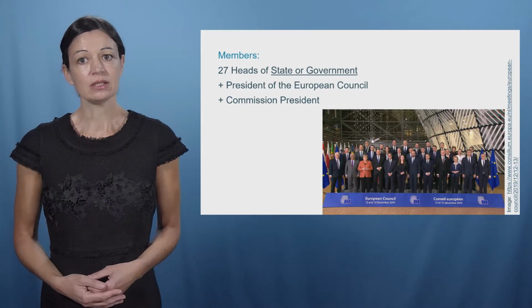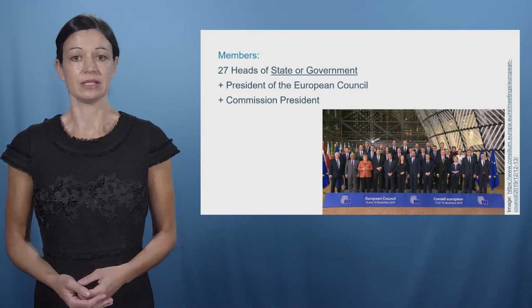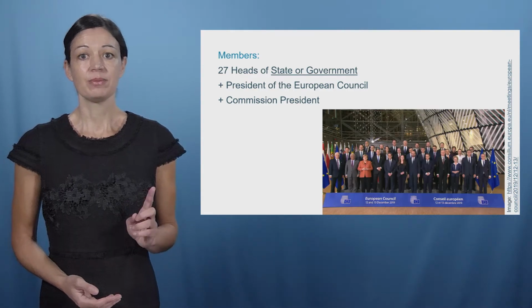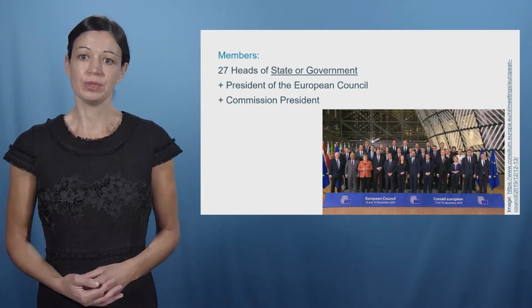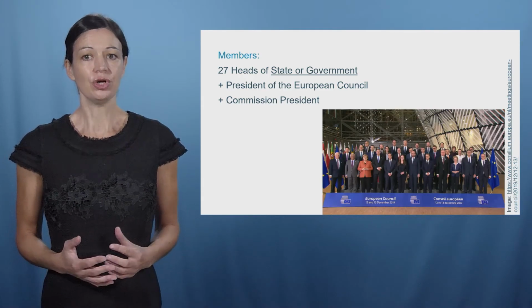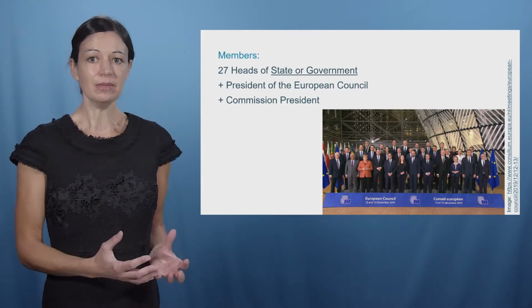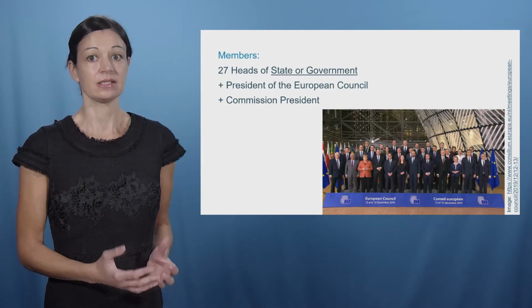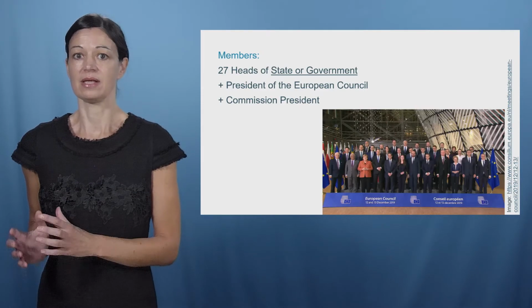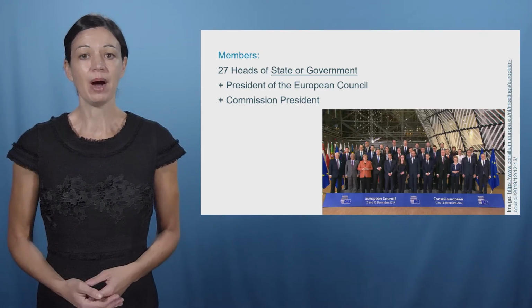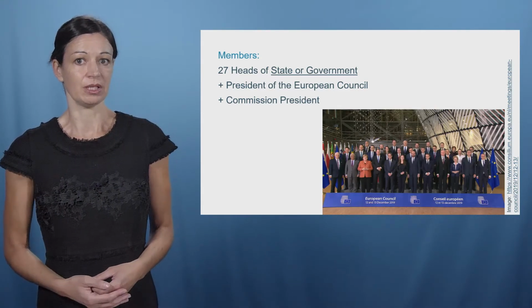The European Council comprises the heads of state and government of all EU member states, plus the President of the European Council and the President of the European Commission. The term heads of state and government is used since in some countries the president, thus the head of state, rather than the prime minister or chancellor, thus the head of government, has the political powers and responsibilities pertaining to the decisions taken in the European Council.